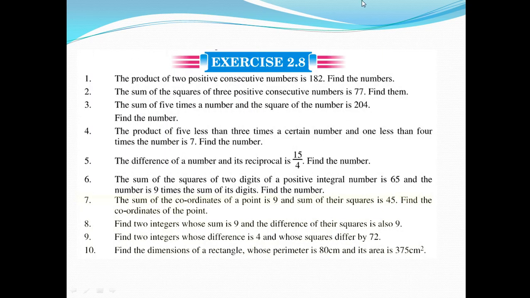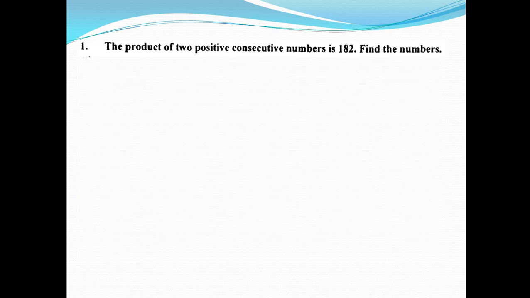This is the whole of exercise 2.8, and 10 questions are present in 2.8. We solve some questions. Question number 1. The product of two positive consecutive numbers is 182. Find the numbers.